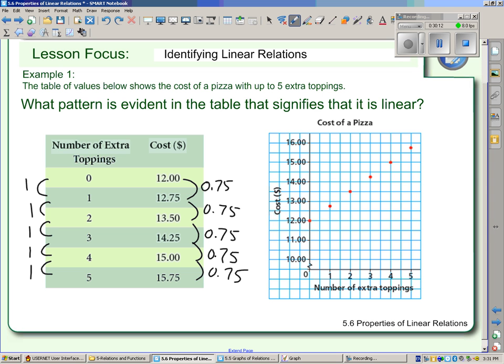So if I have, for everything of my independent variables going up the same amount, and then my dependent variable, every value is going up the same amount, that's a constant rate of change. And that tells me that I have a linear relationship.